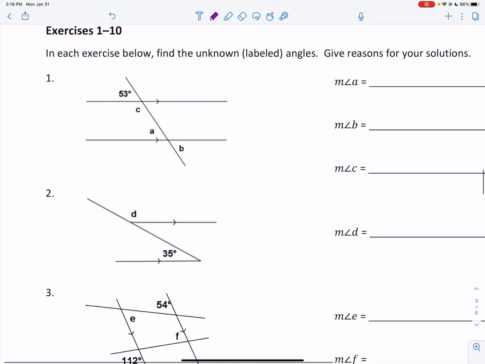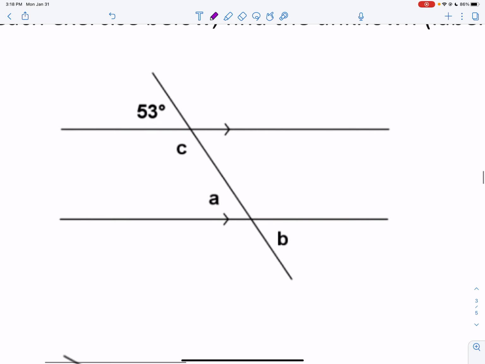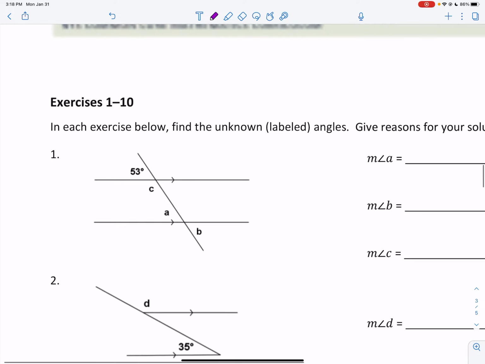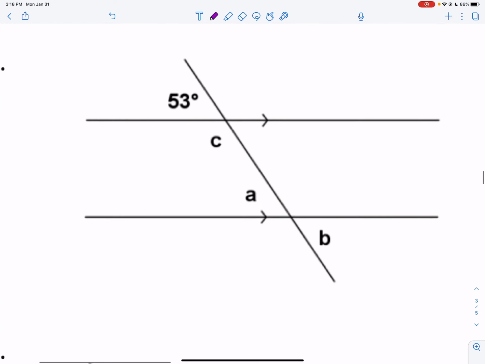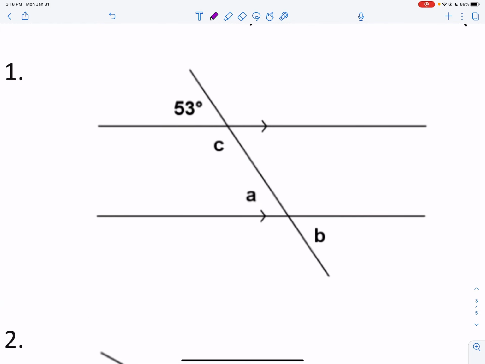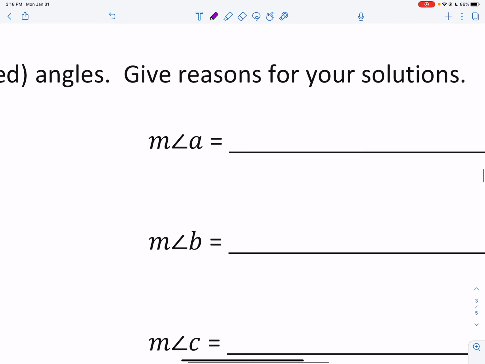So let's go ahead and try to solve these. Okay, so we can use a lot of different things. We just have to tell them what we're using. So if I want to find C, we could easily find C by saying that this is a straight line. Now remember, there are a lot of different methods. We could use corresponding angles to say that this one's 53. It's very easy to say corresponding angles are congruent, so A must be equal to 53. That's the easiest and fastest way to do it.